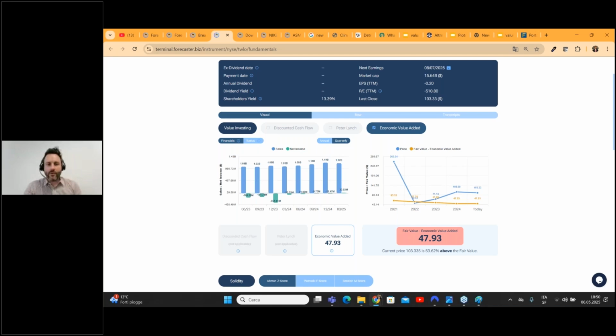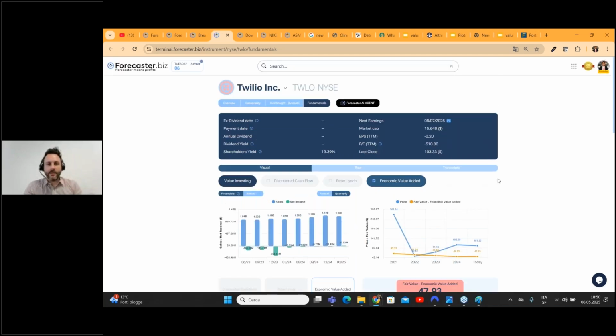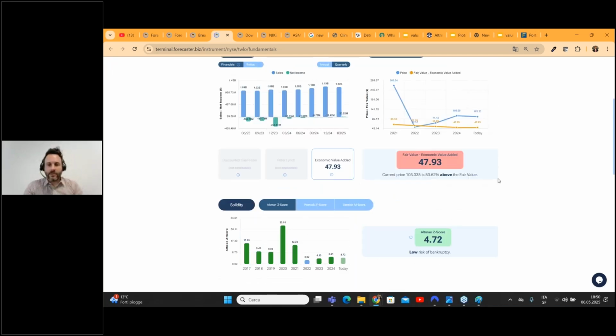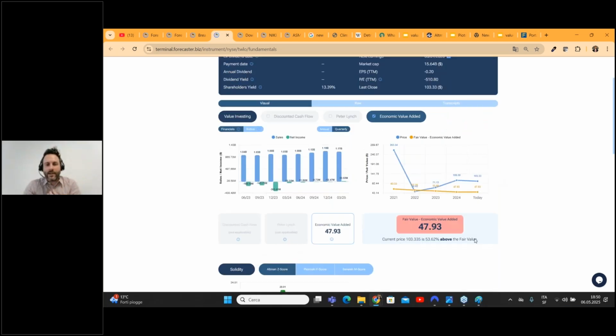What we can do, of course, is analyze the company. You cannot have a look at this part when you are talking about a company that lost a lot of money for many years. It's difficult to find an undervalued company. Look, for example, the discounted cash flow, the Peter Lynch method is not applicable because it doesn't work with companies that lost a lot of money in the past.